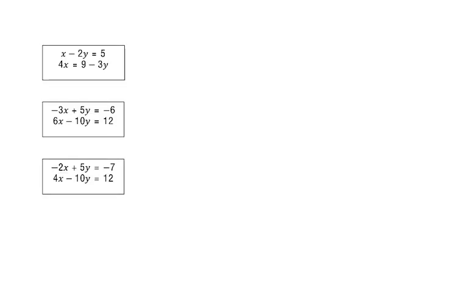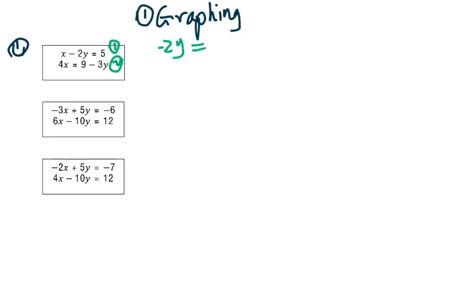Okay, let's look at the first example. So I have x minus 2y equals 5, then 4x equals 9 minus 3y. I want to do the graphing. So make sure both are in y equals mx plus b format. For the first equation, I will get negative 2y equals negative x plus 5. Minus x both sides, or just move x to the other side. Don't forget, change the sign.